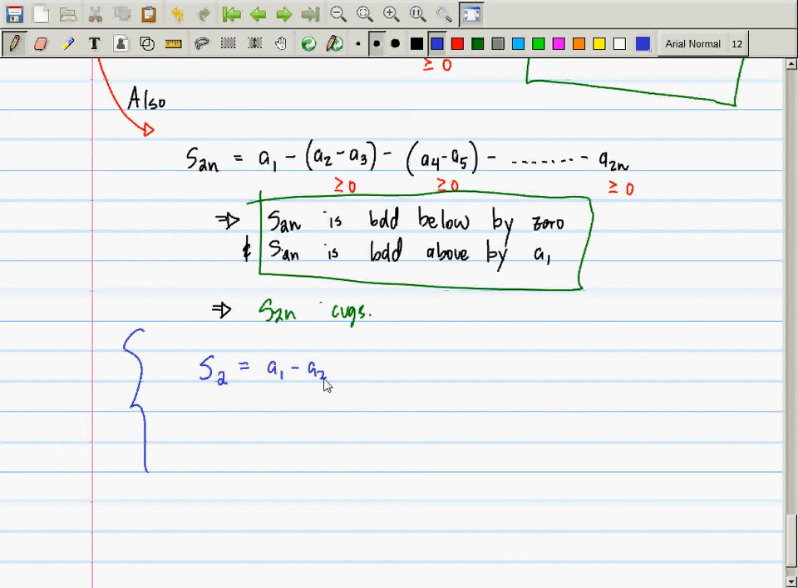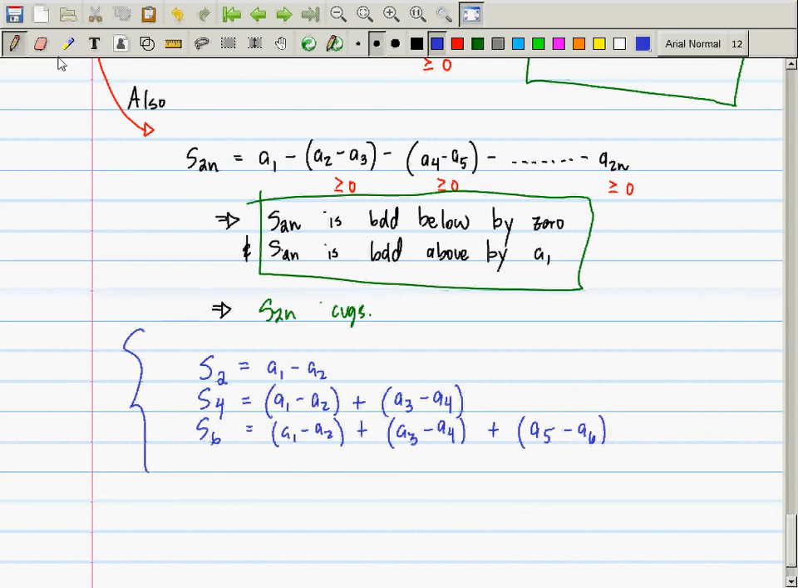Let's write the first several terms. S4 will be A1 minus A2 plus A3 minus A4, and then S6 will be A1 minus A2 plus A3 minus A4, and then plus A5 minus A6. What I'm claiming is that because of the arguments we made previously, each of these is less than or equal to A1, because it's A1 minus something positive, and similarly the argument continues.